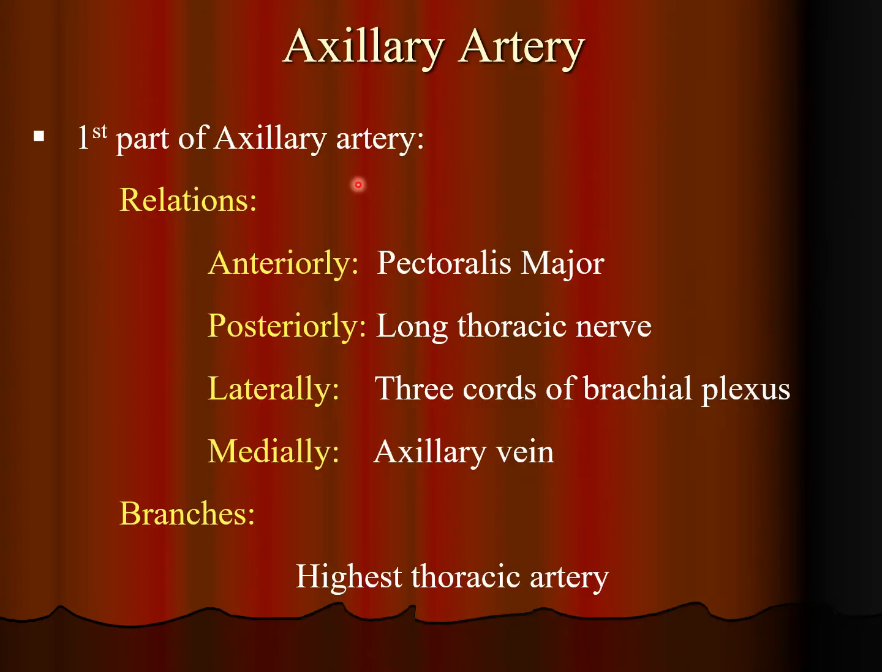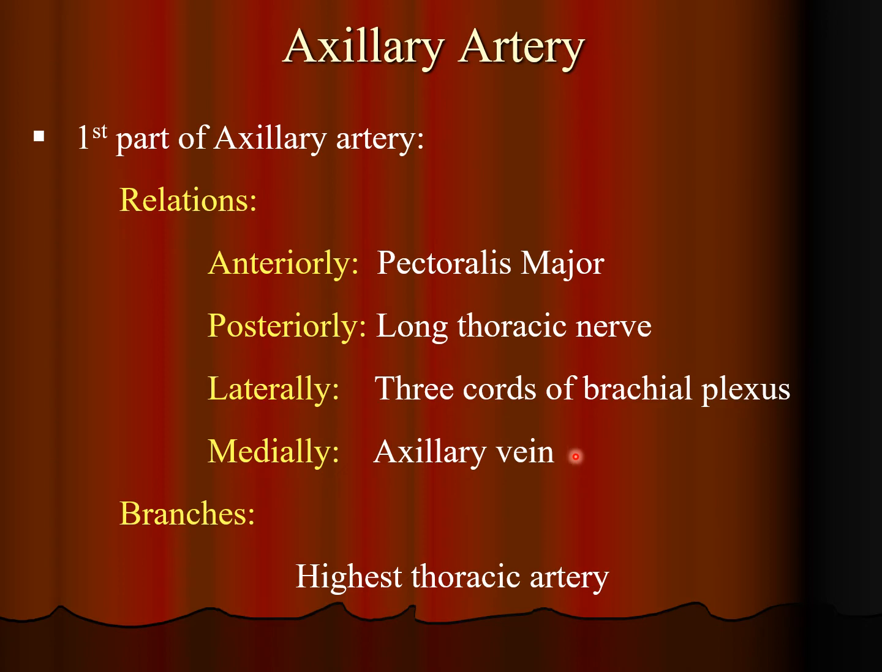Now the relations of the first part of axillary artery. Because pectoralis minor is overlapped by pectoralis major, which is a bigger muscle, anteriorly pectoralis major is present. Posterior to the first part we have long thoracic nerve, or nerve to serratus anterior. Laterally we have three cords of brachial plexus and medially we have axillary vein.